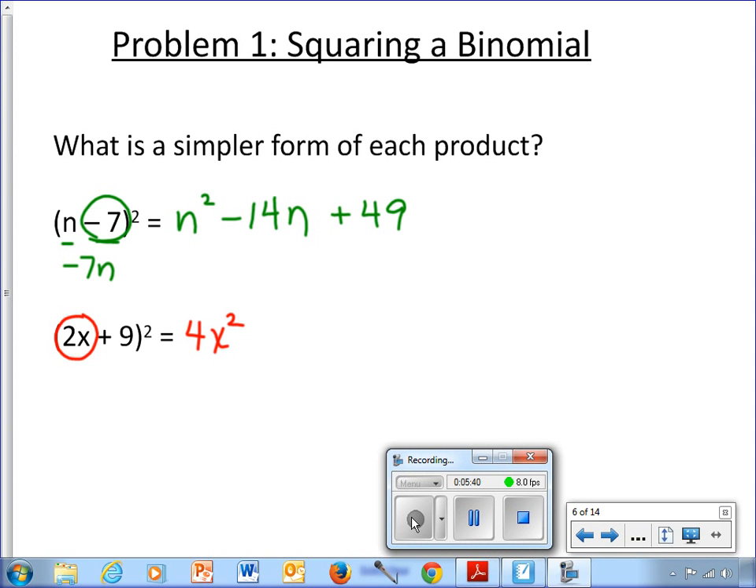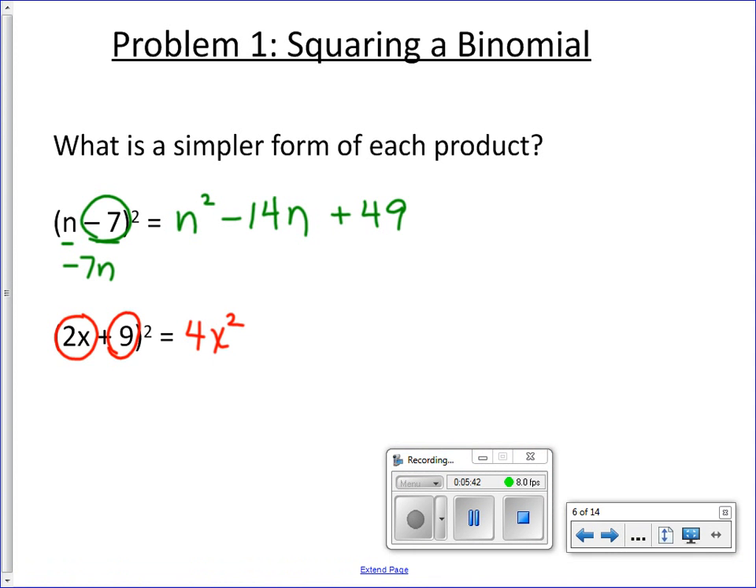All right, next I'm going to take the two terms, 2x times 9, and multiply them together, which would give me 18x. And then I want to take twice that, once for my outer term, once for my inner term. So 18x plus 18x would be 36x. And then I want to take my last term, which is 9, and square it. 9 times 9 is 81. And those would be my answers.